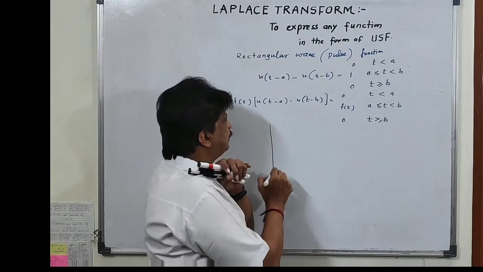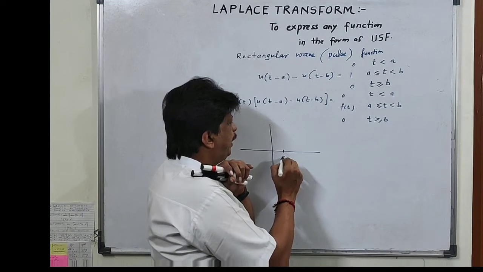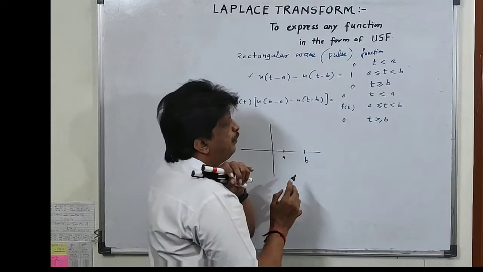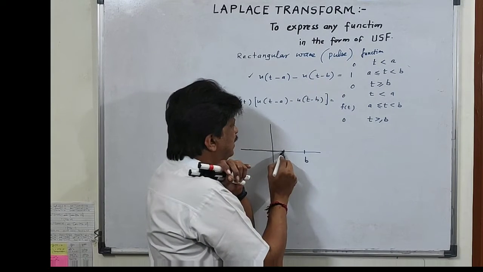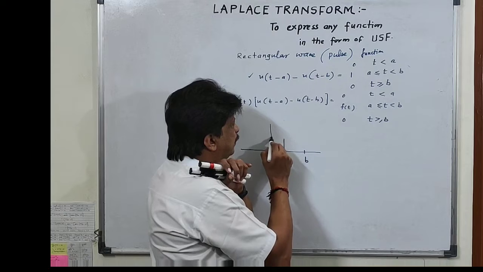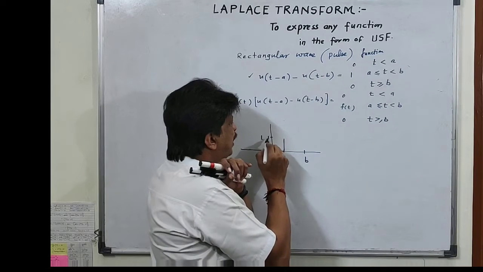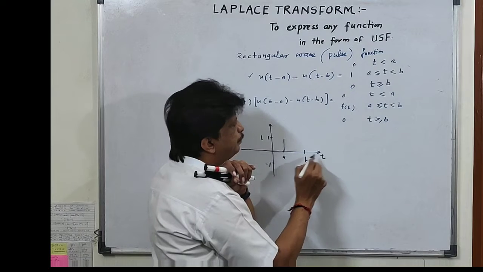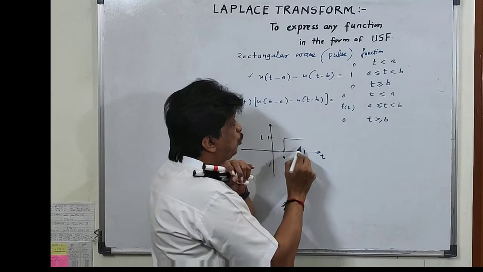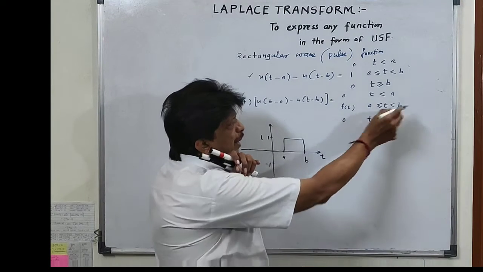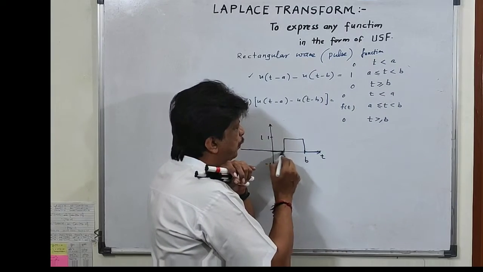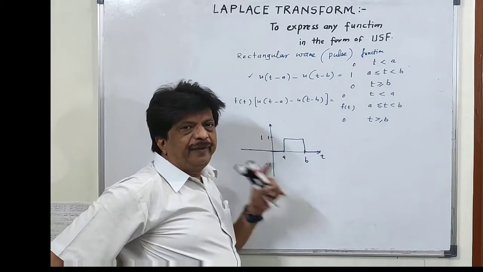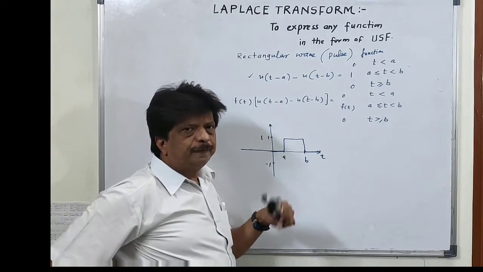So if this is t equal to a and t equal to b, from this definition it is equal to 0 when t is less than a, then it takes the value 1. This is the t axis. So it is 1 from a to b. Again at b and greater than b, it drops down to 0. Due to its shape, it is also called the rectangular wave function.